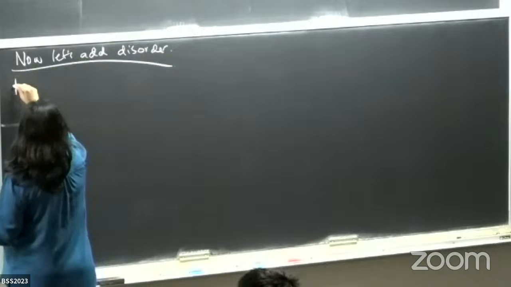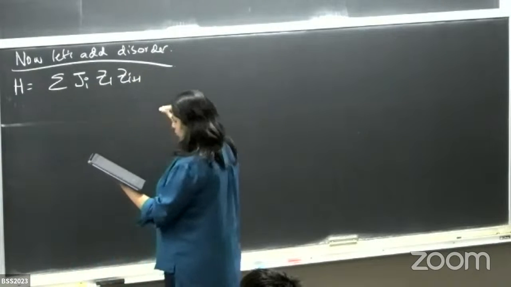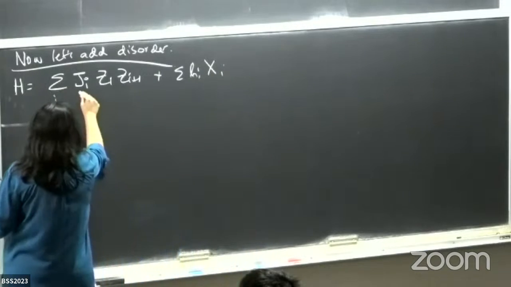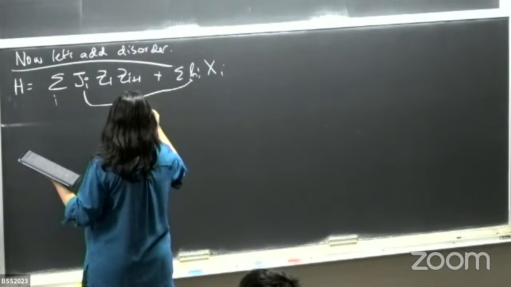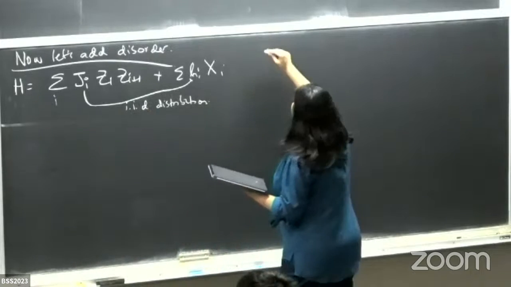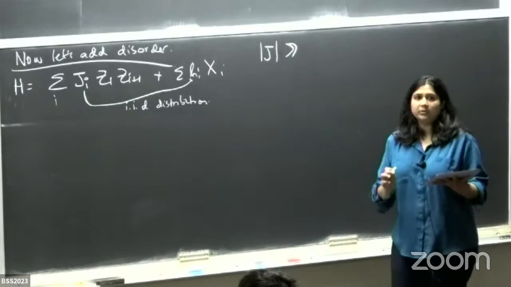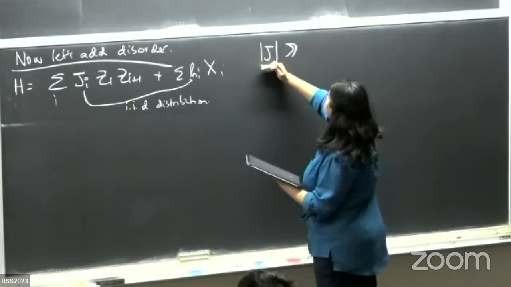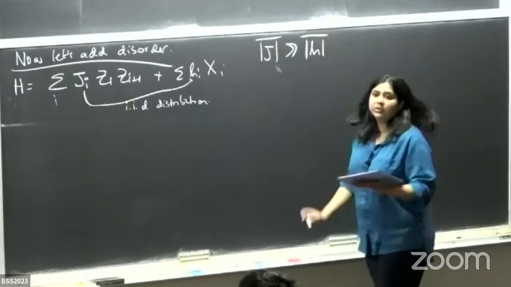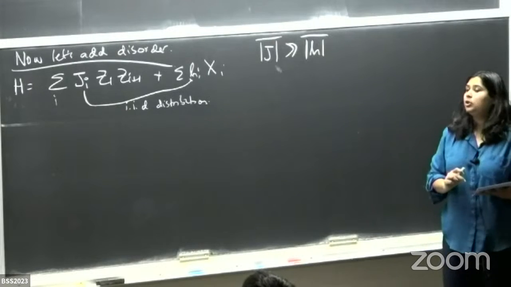Okay, so if I add disorder, my Hamiltonian now becomes J_i Z_i Z_{i+1} plus H_i X_i. And these are going to be drawn from some IID distributions with some mean and some variance. And let's consider, again, to be in the regime that's analogous to the ferromagnet, let's work in the limit where the mean value of J is bigger than the mean value of H, okay? So your Ising interactions are dominant.